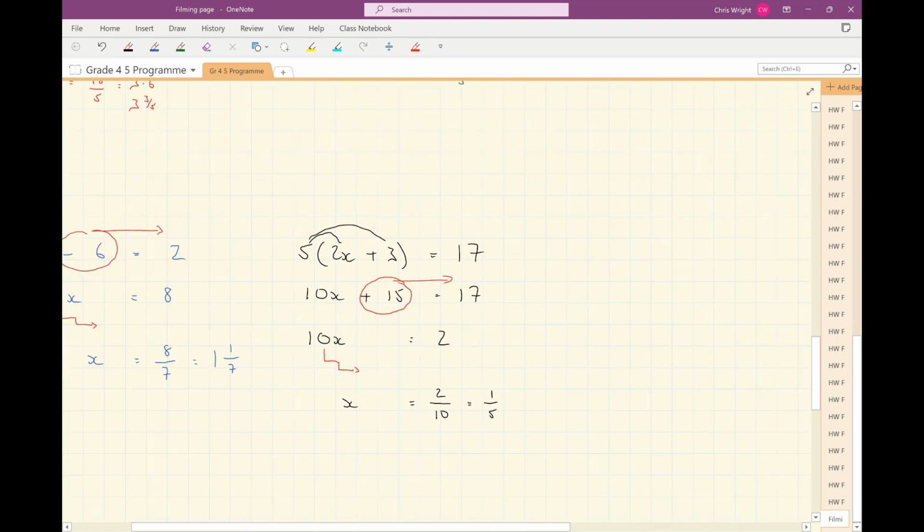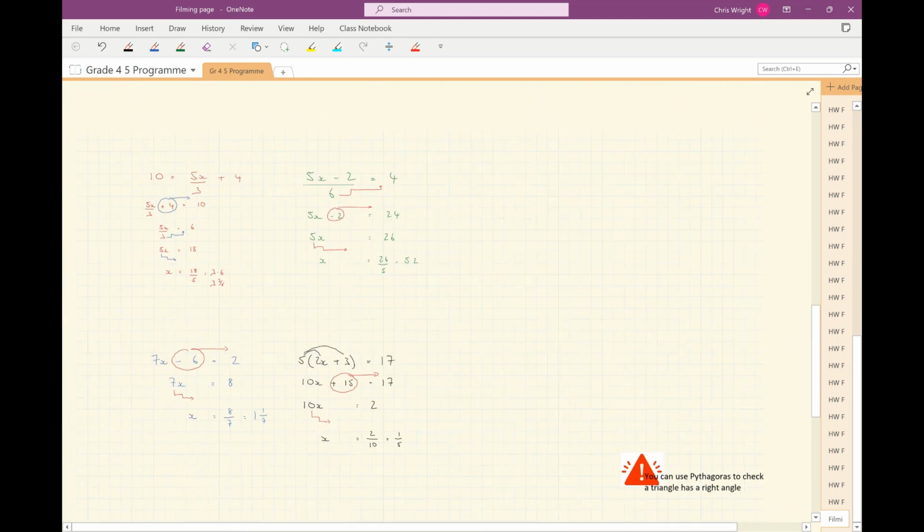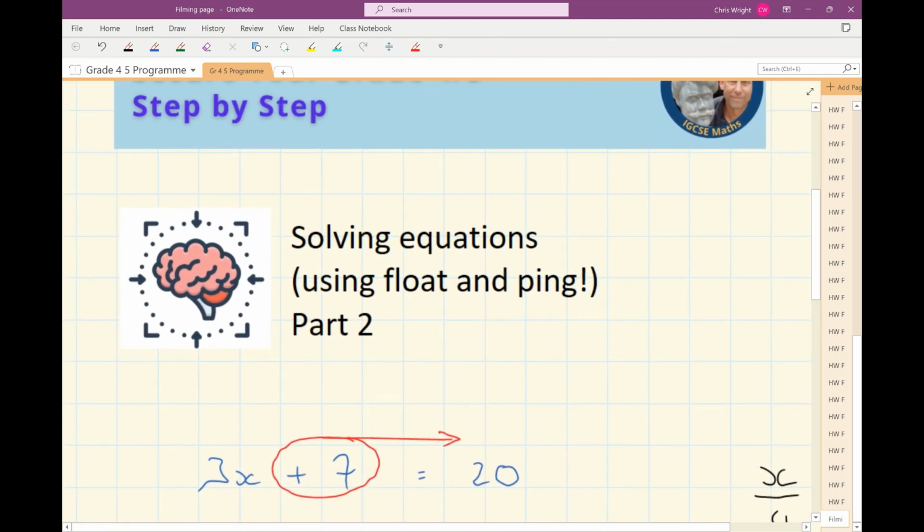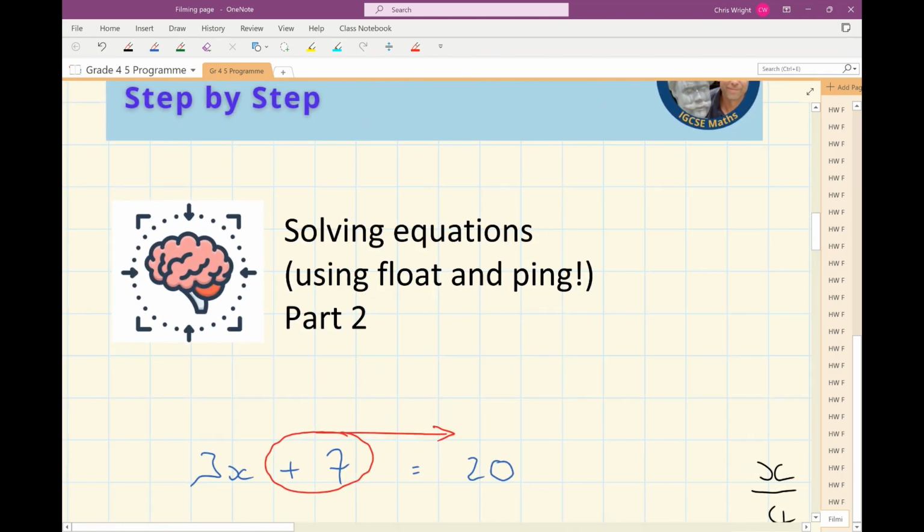So there you have it. There are some pretty complex equations solved using the float and ping method. In part 3, we'll look at equations which have x's on both sides.